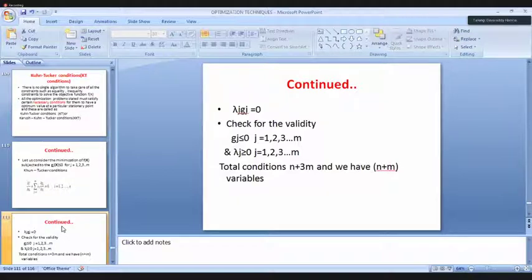So we take the previous equation and this second equation, solve them, and check whether the gj value is less than or equal to 0, and lambda j should be greater than or equal to 0. If both conditions are satisfied, then only the given function is a minimization function. Otherwise, it is not.